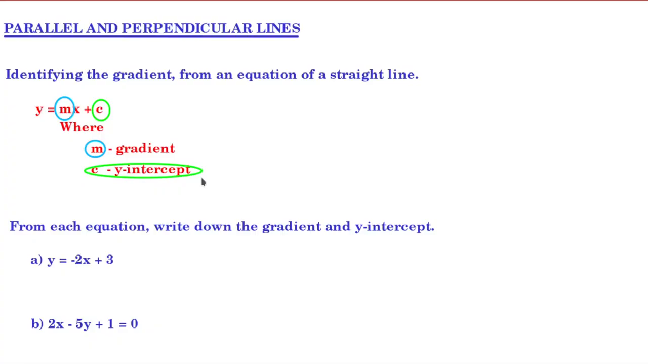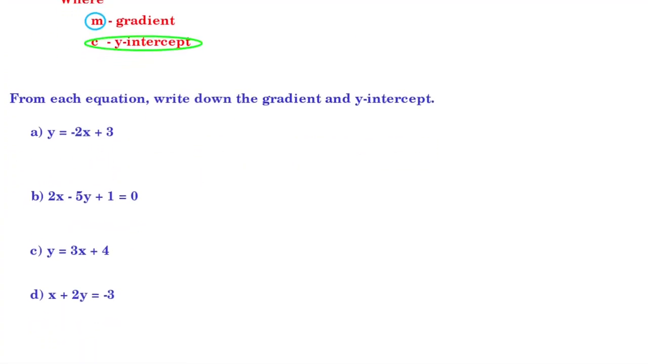Now, let's just try an example to conceptualize this idea. Number one, you are given the equation y equals negative 2x plus 3. What's the coefficient of x in this case? The coefficient of x is the gradient, and it equals negative 2. And what's the value of c, which is going to give you the y-intercept? The y-intercept is 3, and as a coordinate, it can be written as (0, 3). Check for this equation.